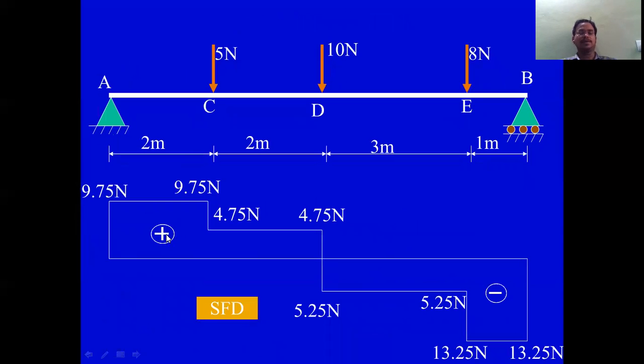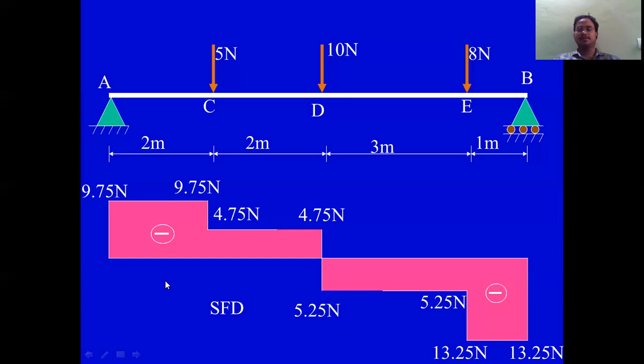See here, it is positive value 9.75 till C only. Next, till D, we got 4.75, and point of contraflexure takes place at the point D. The magnitude here it is minus 5.25 Newton. It goes till E. Again, it is 13.25 at the end B. So this is negative and this is positive. So this is the shear force diagram.